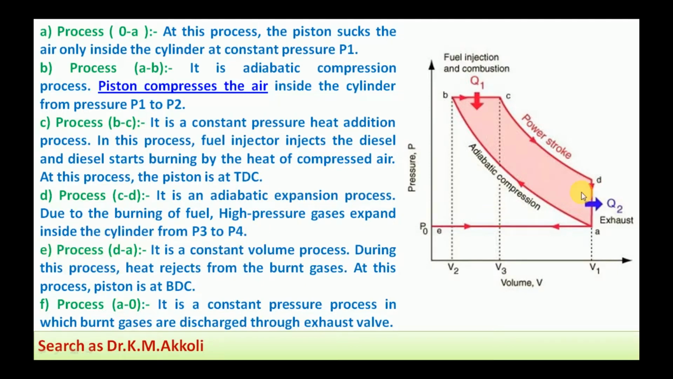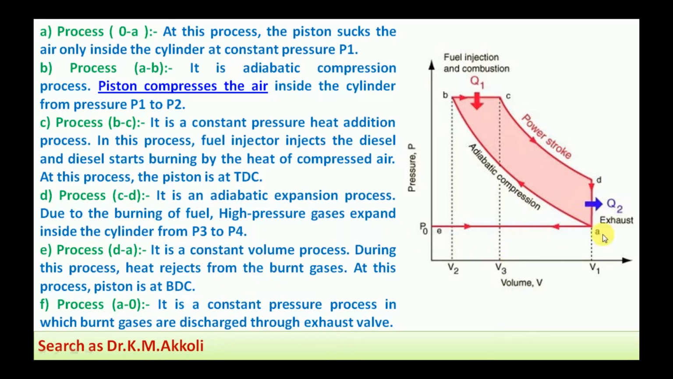Then process D to A, which is the exhaust valve opening. Due to the valve opening, the heat contained in the burnt gases is expelled and discharged from the cylinder. That is D to A. It is a constant volume process. During this process, heat is rejected from the burnt gases to the atmosphere. At this process, the piston is at the bottom dead center.